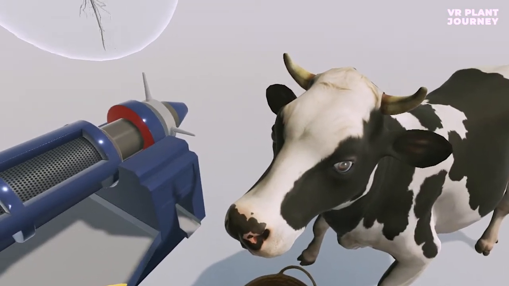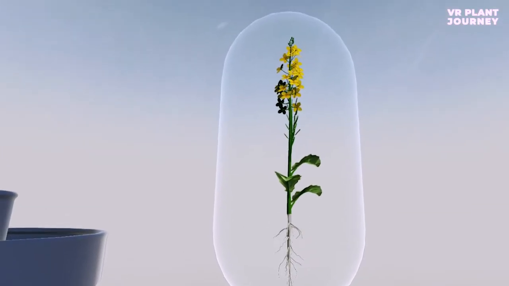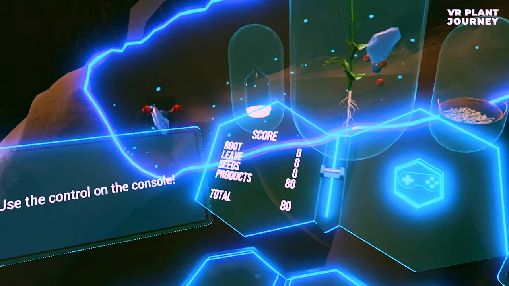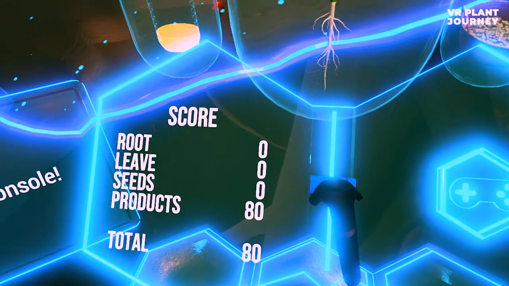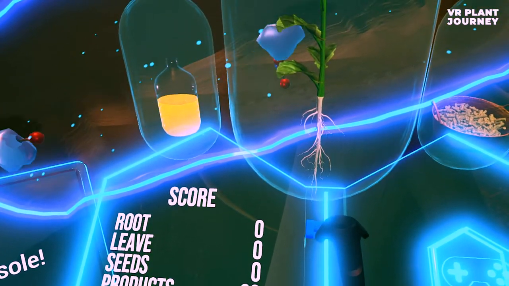You will travel to three places in the plant: the root, the leaf, and the seed. As you explore the canola plant, you can play games at the stations and test your skills. We start in the root.